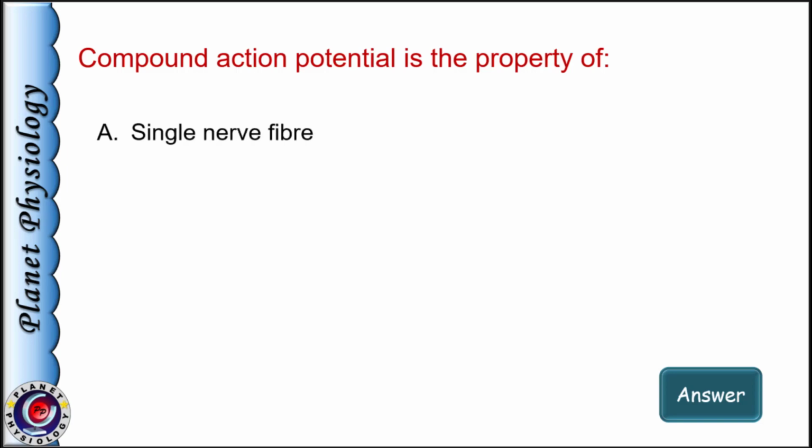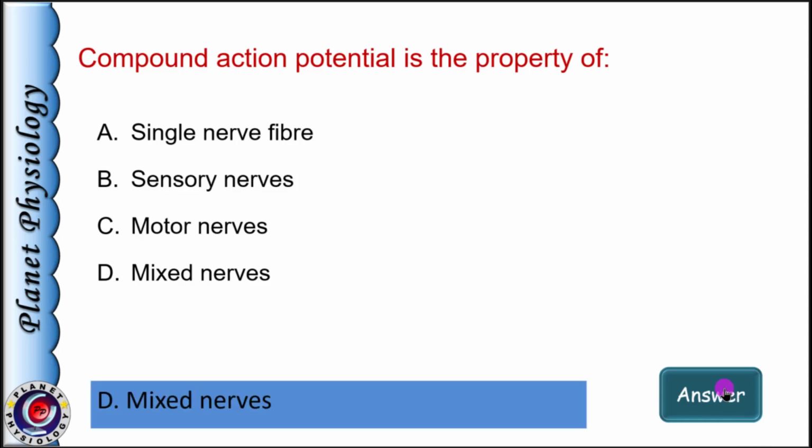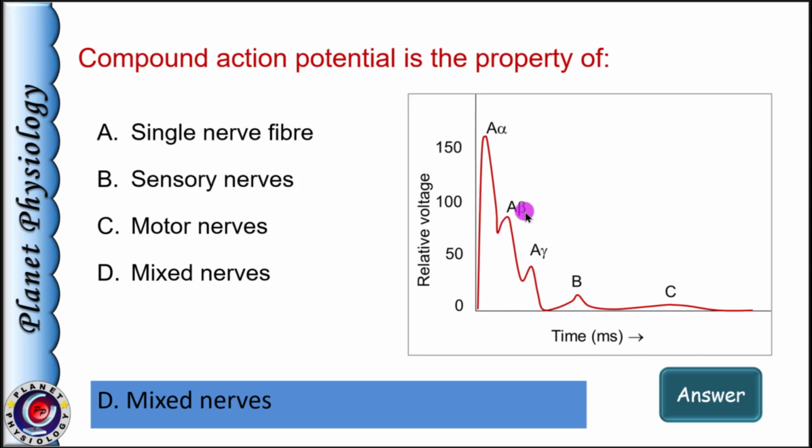Compound action potential is property of A, single nerve fiber, B, sensory nerves, C, motor nerves, and D, mixed nerves. Yes, the answer is D. It is the property of mixed nerve. When a mixed nerve is stimulated with a supramaximal stimulus, the recording electrode records multi-peaked summated potentials from different nerve fibers within the nerve. The separation of peaks and their amplitudes depend on the composition of nerve and the distance between the stimulating and the recording electrodes.